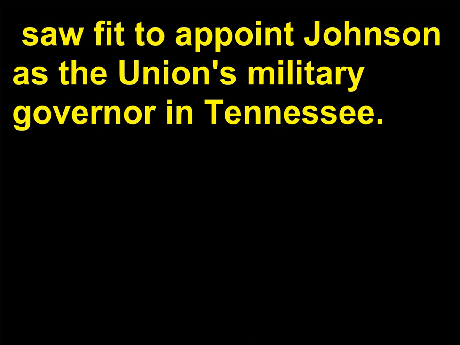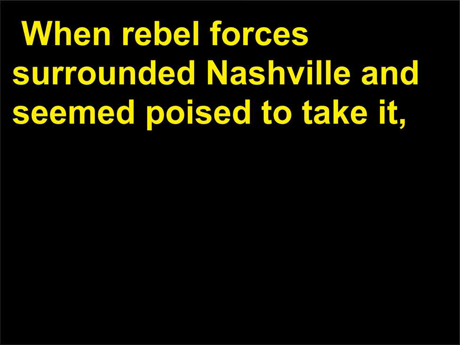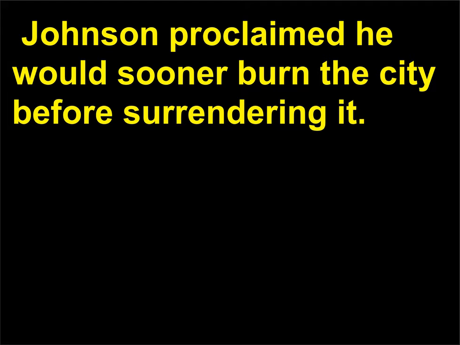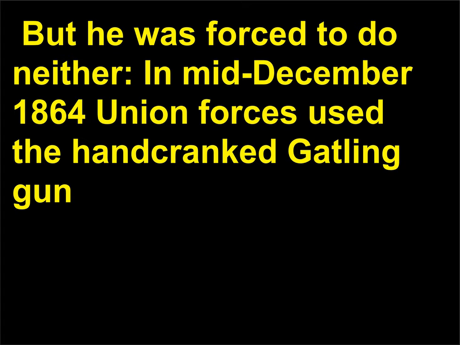When rebel forces surrounded Nashville and seemed poised to take it, Johnson proclaimed he would sooner burn the city before surrendering it. But he was forced to do neither. In mid-December 1864, Union forces used the hand-cranked Gatling gun, invented in 1861, to help defeat the Confederate forces.